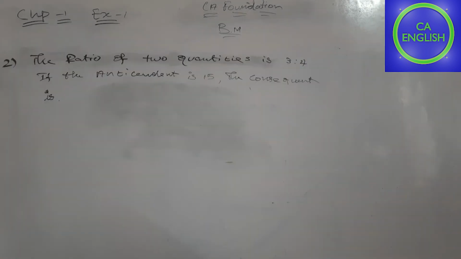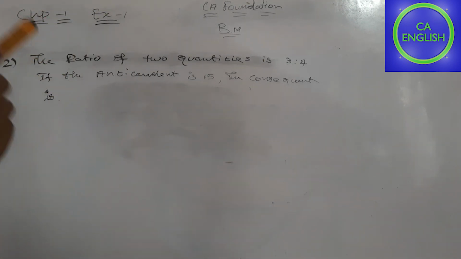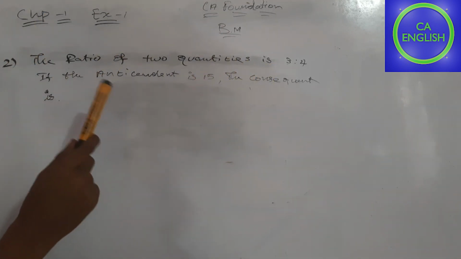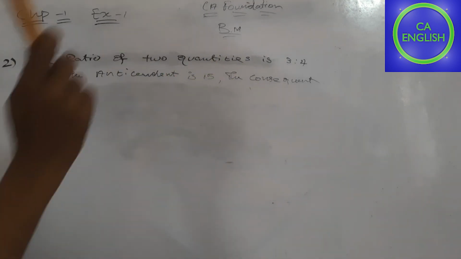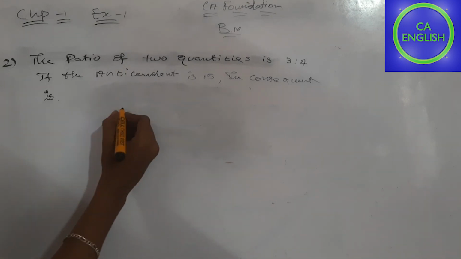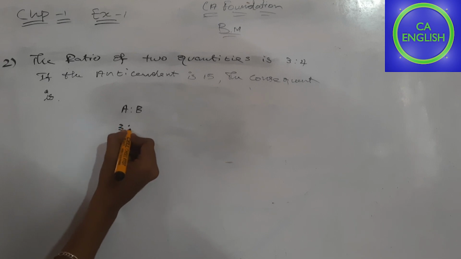Okay guys, and the second question is: the ratio of two quantities is 3 is to 4. If the antecedent is 15, then the consequent is... They have given the ratio as 3 is to 4, and the antecedent as 15. Then we want to find the consequent, and here first we want to note A is to B is 3 is to 4.